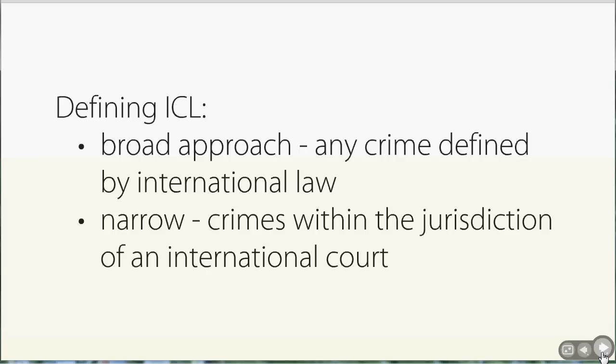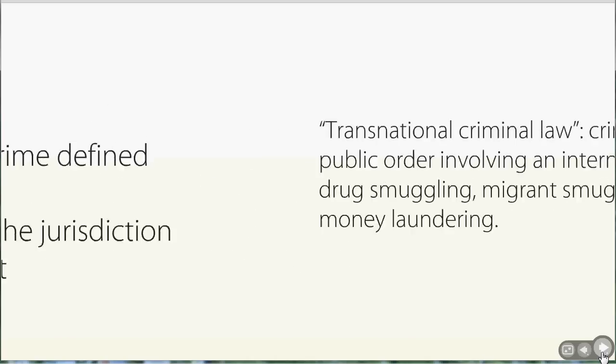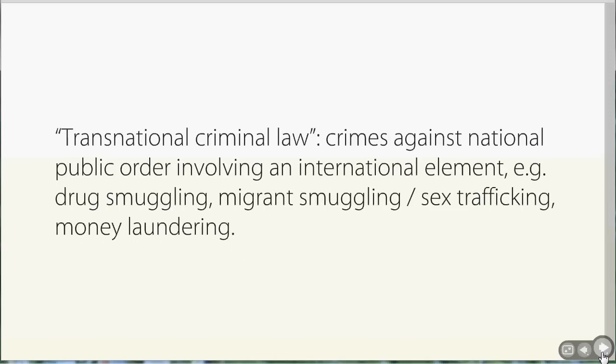And as I said, we'll also look briefly at the concept of transnational criminal law. And essentially we can think of these as crimes against national public order that involve an international element. So typical examples would be drug smuggling, migrant smuggling, trafficking of persons for sexual exploitation, money laundering, and of course piracy, which typically affects national order in the sense that it will involve an attack on one state's flag vessel, but it has a strong international element in the sense of the offence undermines the safety of world trade and freedom of navigation on the high seas.